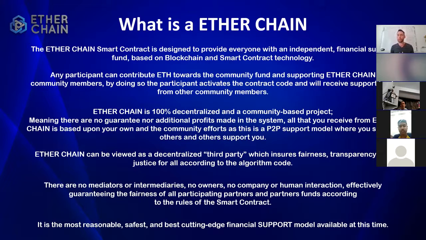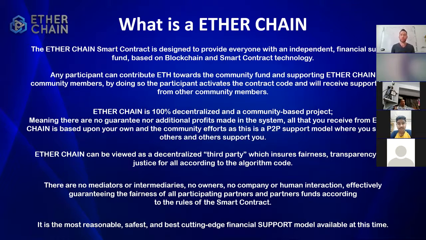Now, if we're looking at the EtherChain smart contract, this has been designed to provide everyone with an independent financial support fund based on blockchain and smart contract technology. Any participant can contribute Ethereum towards the community fund and support the EtherChain community members. And by doing so, the participant will activate the contract code and will start to receive support back from other community members. Now, EtherChain is 100% decentralized and a community-based project. That means that there are no guarantee nor additional profits made in the system. All that you receive from EtherChain is based upon your own and the community efforts, as this is a peer-to-peer support model where you support others and others support you back.